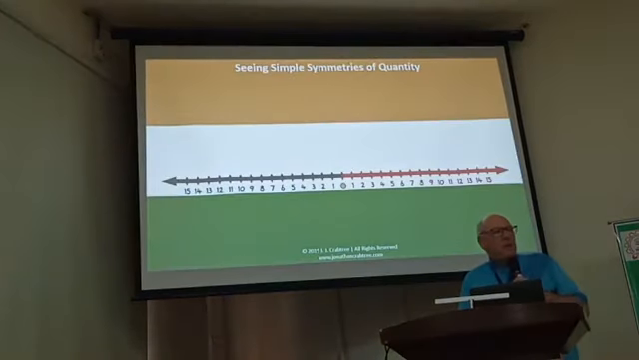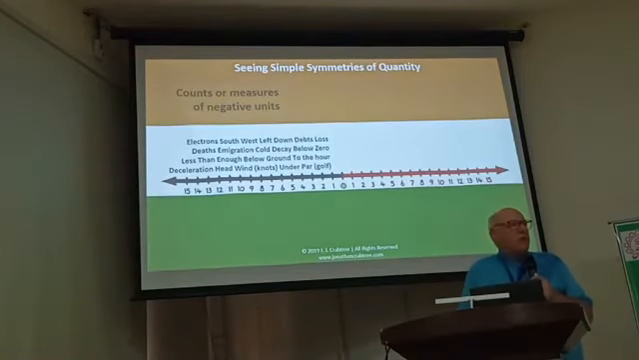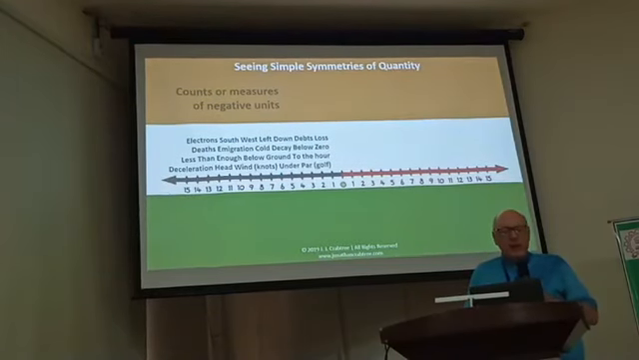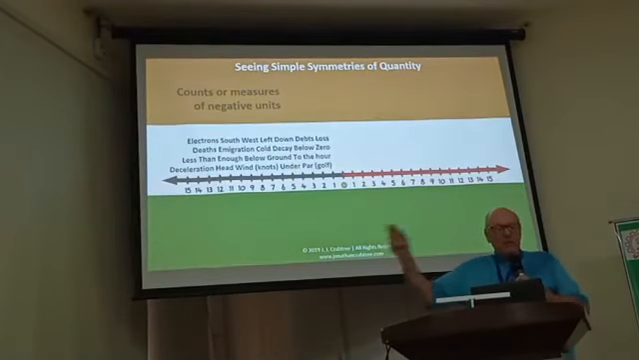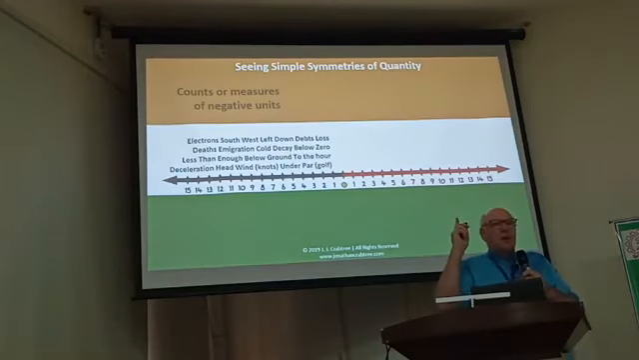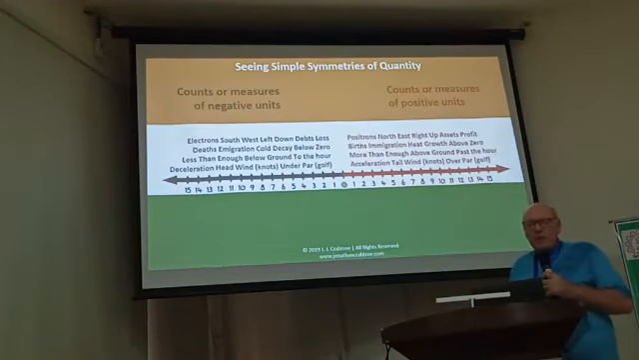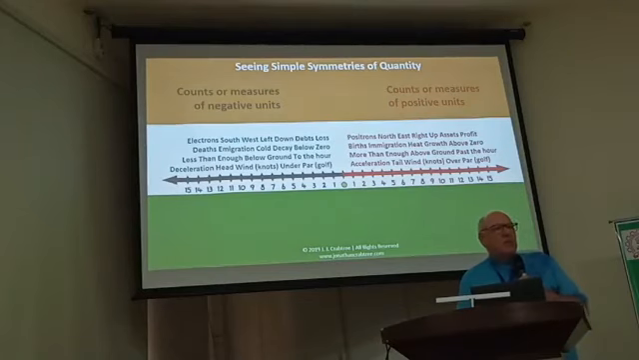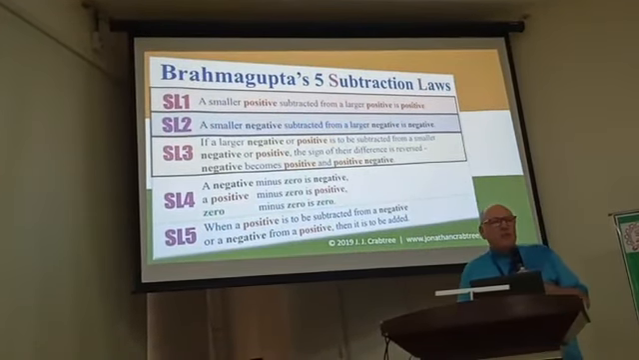So we can now look at the number line in a slightly better pedagogical way. And we can see that to the left of 0, all we have are counts or measures of negative units. And we've got examples there: electrons, south, west, left, down, depths, lots, immigration, cold, decay, below 0, less than enough, below ground, to the hour. So these are all things that can be measured or counted with the same set of numbers on the other side of 0. And if you took one of each of those ideas together, those opposite quantities are going to sum to 0.